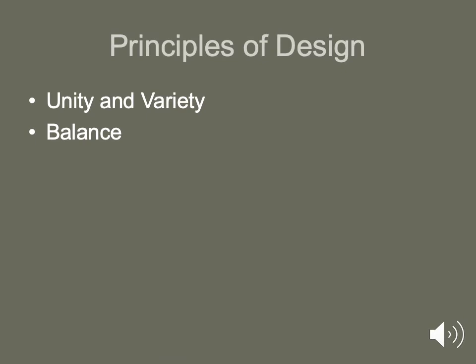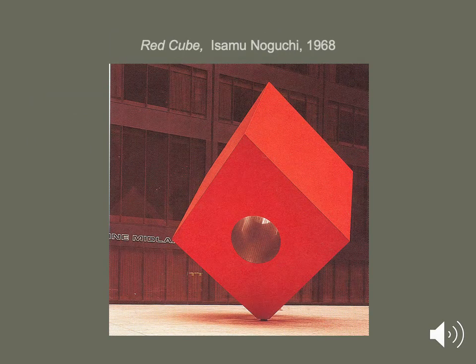This is the second section of Chapter 5, the Principles of Design, in which we'll be discussing balance. When we talk about art, there are two different types of balance we discuss. We discuss physical balance and visual balance. Physical balance is going to be referring to three-dimensional artworks as well as kinetic artworks.